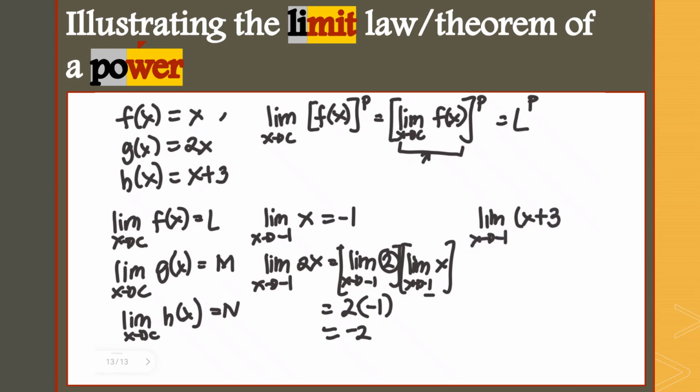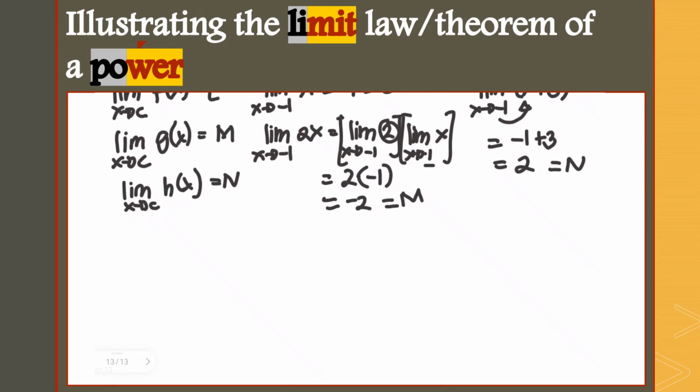And we also have the limit of a linear function x plus 3 as x approaches -1. By the way, we are applying here the previous theorems. And if you have that, we can simply substitute according to the limit theorem for a linear function. You have -1 plus 3, which will give us 2. So this is equal to L. This is our M, and this is our N.